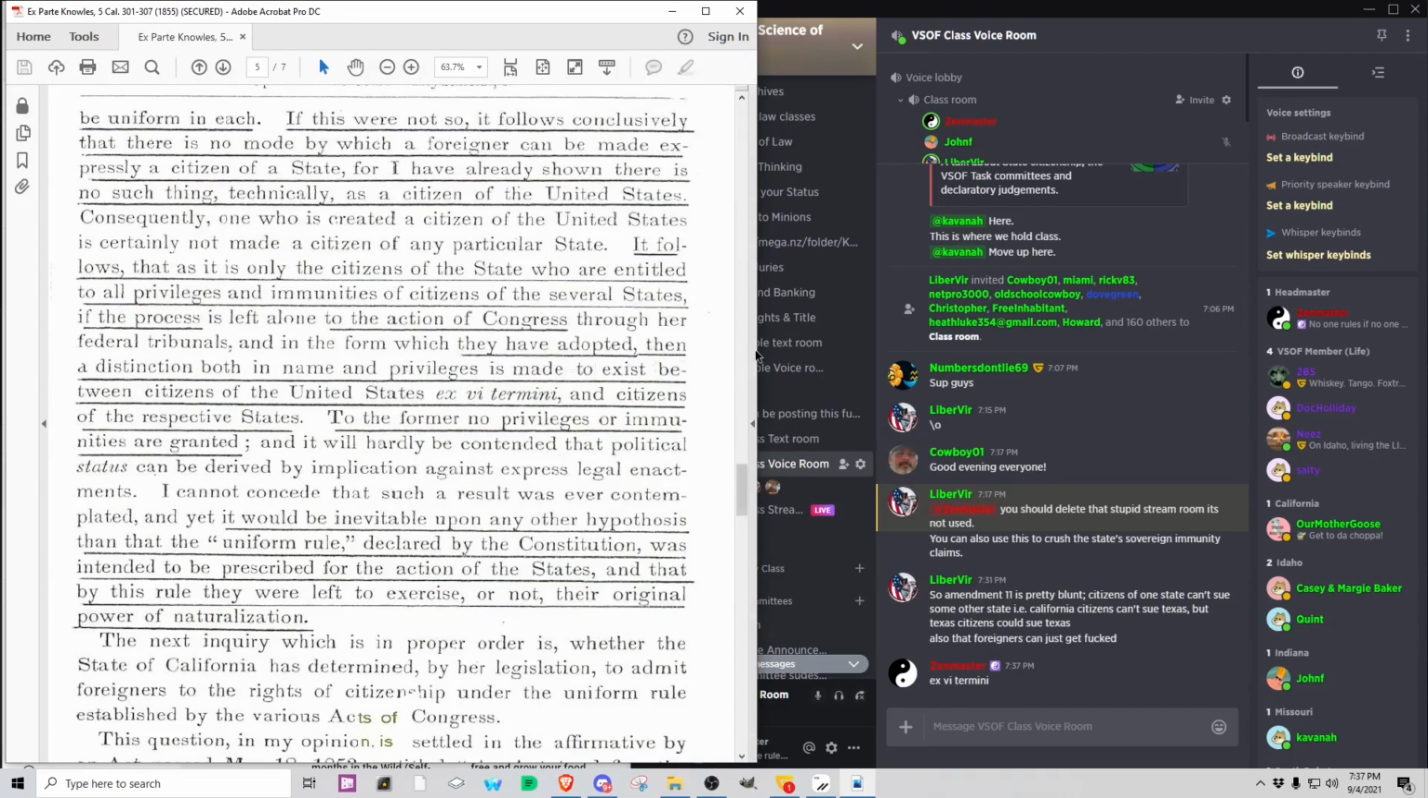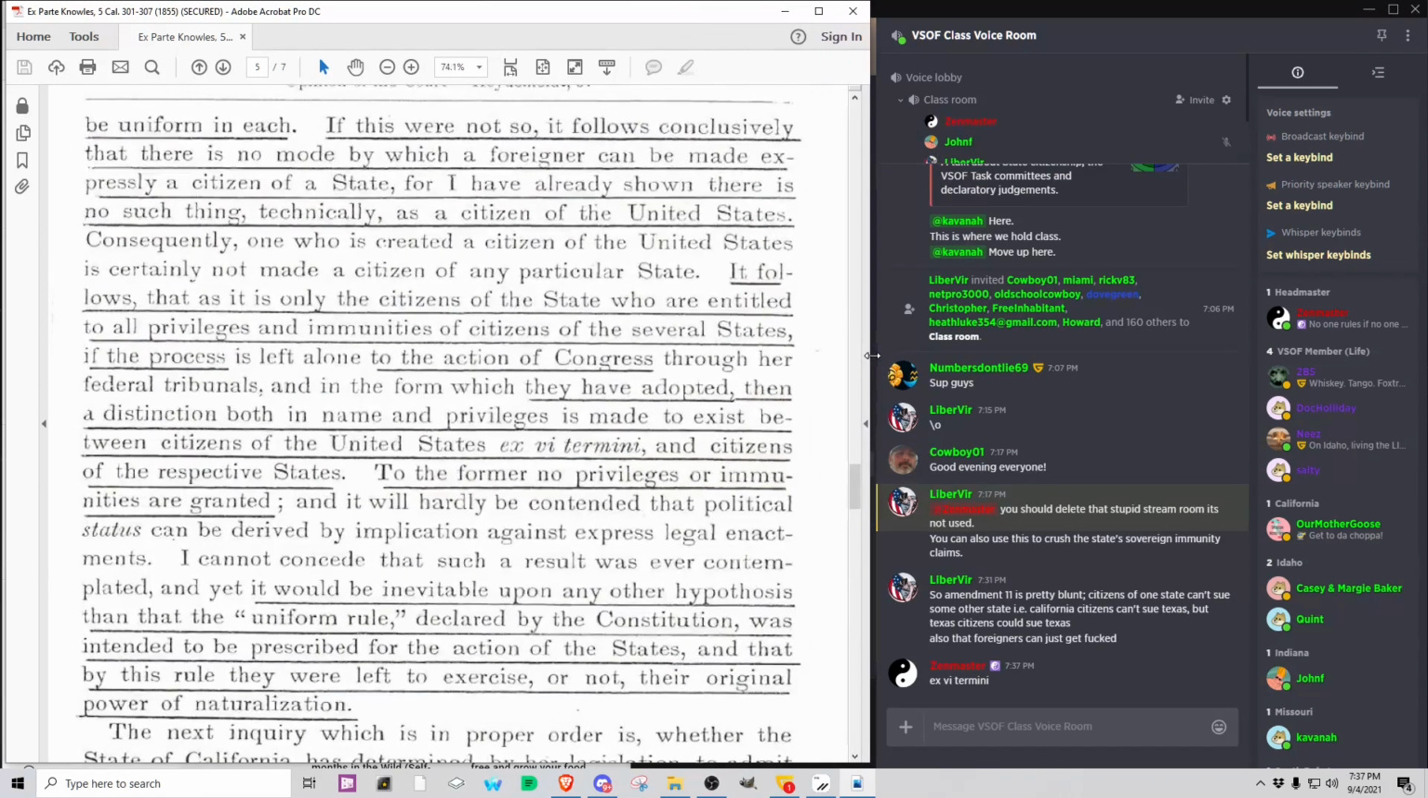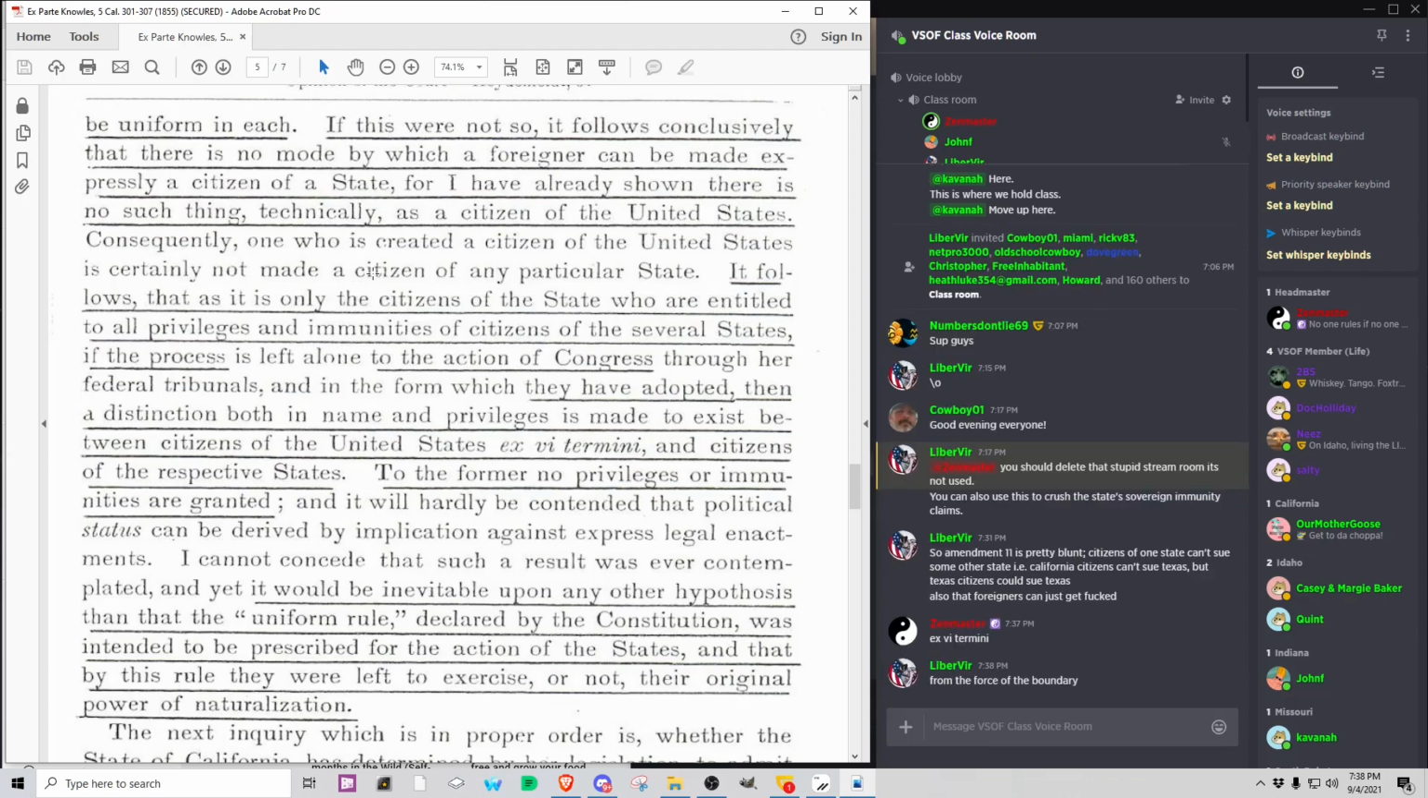Okay, literally, the translation means from the force of the boundary. Okay, makes sense. Because the force of the boundary was it would be impossible. Okay, so let's read that sentence again now, knowing what that means, so we can get the context of it correctly. It follows that as it is only the citizens of the state who are entitled to all the privileges and immunities of the citizens of the several states, if the process is left alone to the action of Congress through her federal tribunals and in the form which they have adopted, then a distinction both in name and privileges is made to exist between citizens of the United States from the force of the boundary and citizens of the respective states, right? Because there would be a boundary between a federal citizen and a state citizen, which is exactly what they did after the Civil War.